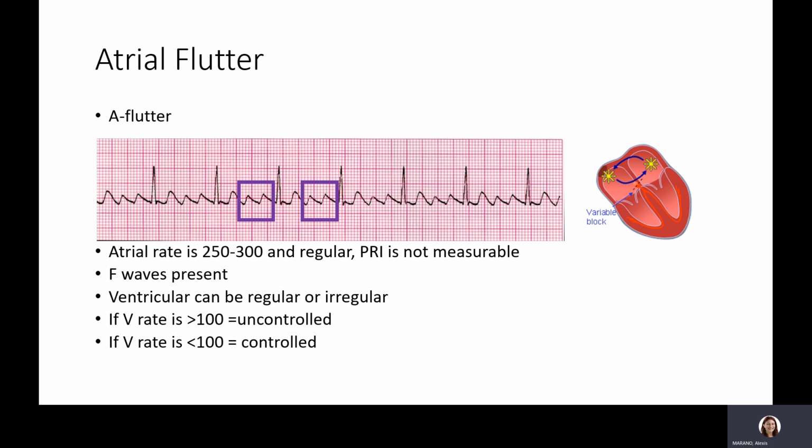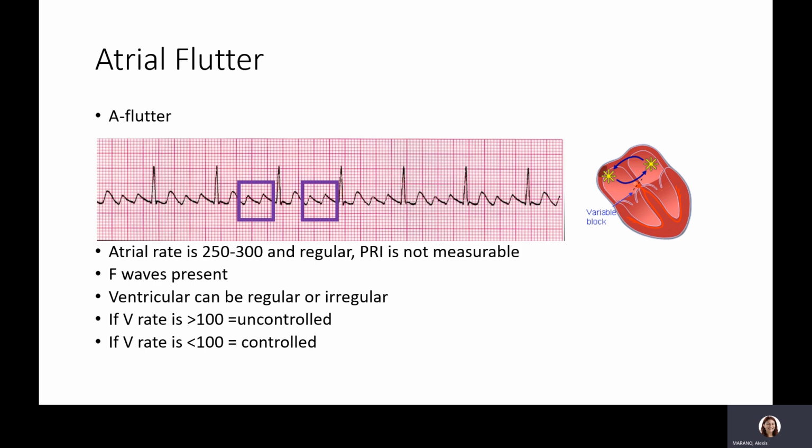It's very predictable. What's a little bit different here is how we're going to actually measure. So you know that your atrial rate is going to be fast. It's going to be somewhere between 2. Okay. We're not going to have a PRI because there is no P wave. These are now F waves. Your ventricular response can be regular or it can be irregular. If there's two F waves in between complexes, it might be regular, but if it's 2 and then 3 and then 2, it could be irregular. It could be either way.